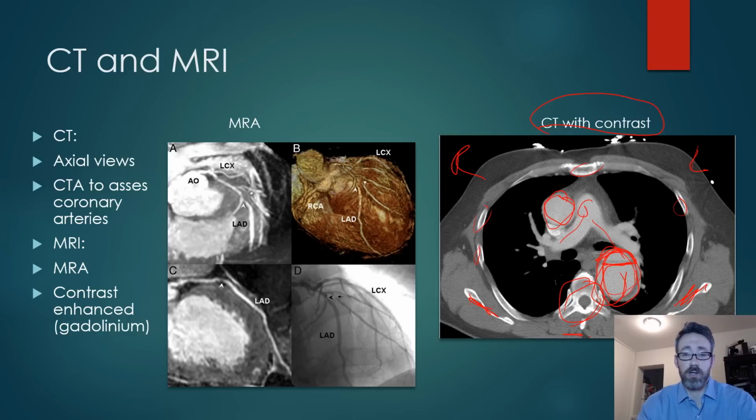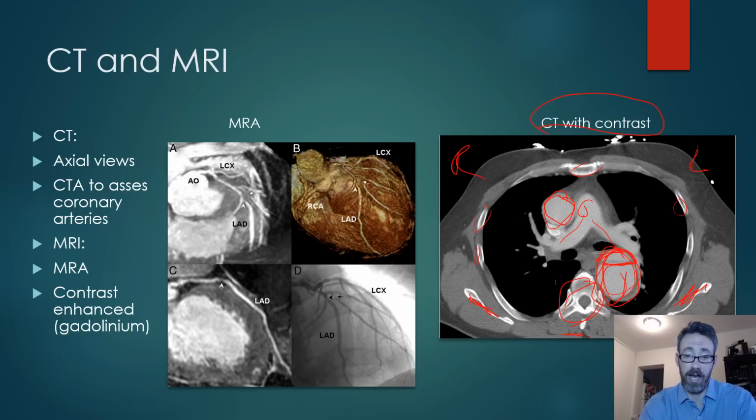MRI gives us even clearer pictures. It's not using density. There's no radiation as there is with CT or X-ray. It's using instead a magnetic field. And in that magnetic field, we can get really, really clear images of the anatomy. So we can see adjacent structures very well. It's very good for looking at different pathologies of, say, the myocardium versus the pericardium or the endocardium.